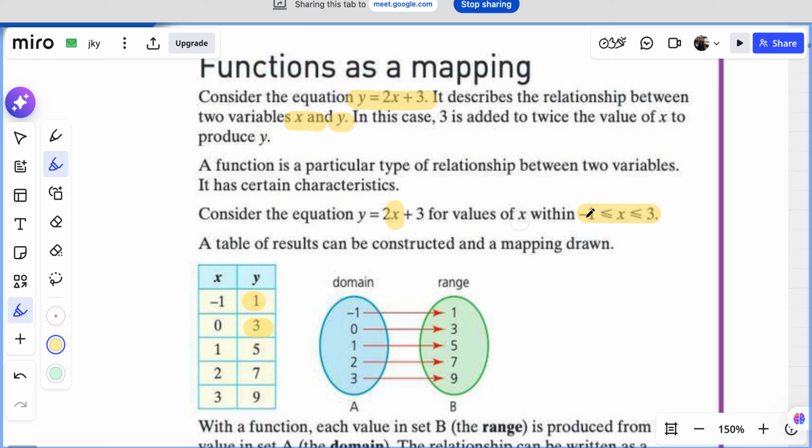If x is 1, 2 times 1 is 2, plus 3 you get 5. So if your x value is 1, your output value is 5. If x is 2, 2 times 2 is 4, plus 3, you get 7. If x is 3, 2 times 3 is 6, 6 plus 3 is 9. So the given x values are your domain, and your output values are your range.